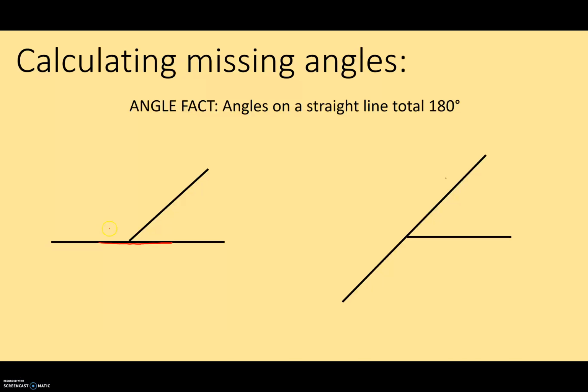So for example, if we said that this angle here is 120 degrees, this one here, I'll call it A, must, when it's added to 120 degrees, make 180 degrees. So if I want to work out what that missing angle A is, I have to do 180 degrees minus 120 degrees. That's what A will be. So A is worth 60 degrees in this question.